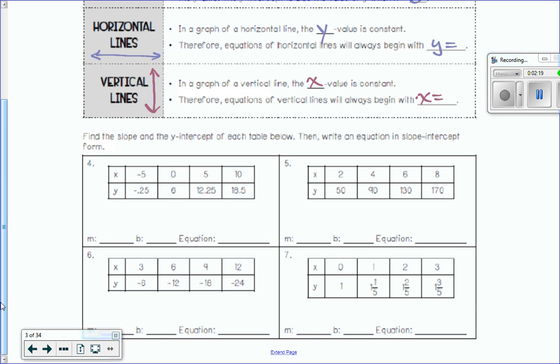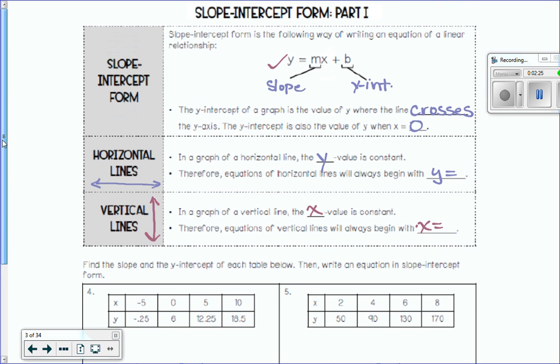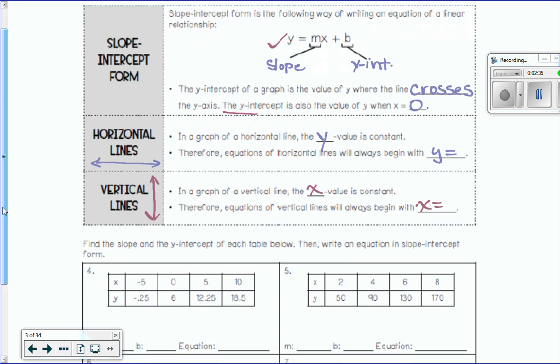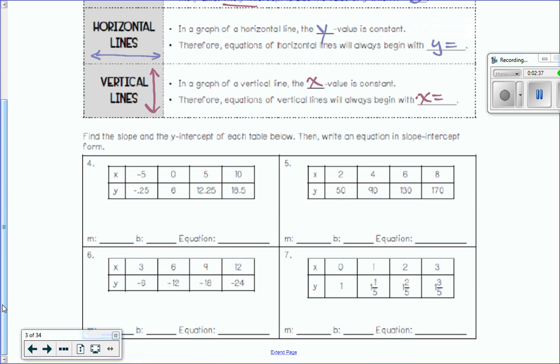And when we're looking at a table, we're looking for what? What does this say? It is also the value of y when x equals 0. So what are we looking for in the table? 0. Okay. Do you see where x equals 0? Yes. Okay. Here's your y-intercept right here. 6. Are we good? All right.